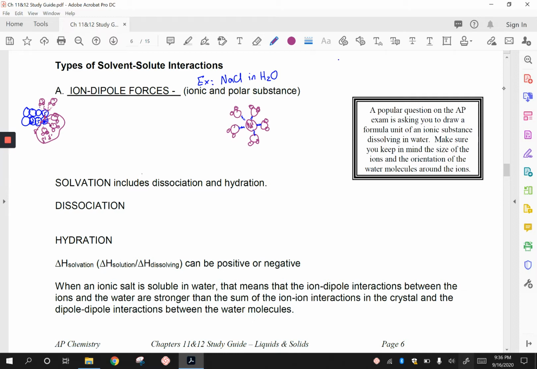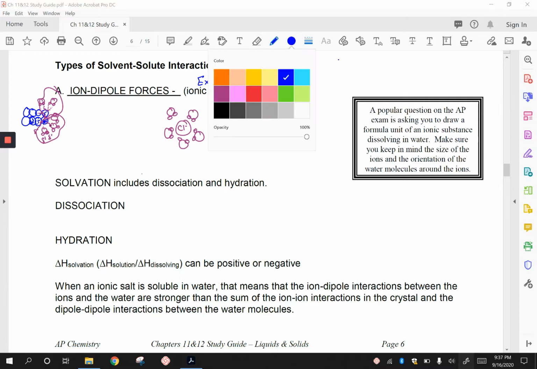And so if I have enough water particles with enough partially positive hydrogens to attract that chloride, I might be able to overcome the attraction to the crystal and pull it away. And so here's what it looks like. Chloride ions are a little bit larger than the sodium ions. And this time when I draw my water, I want to draw my hydrogens facing that chloride ion. And here are my attractions.